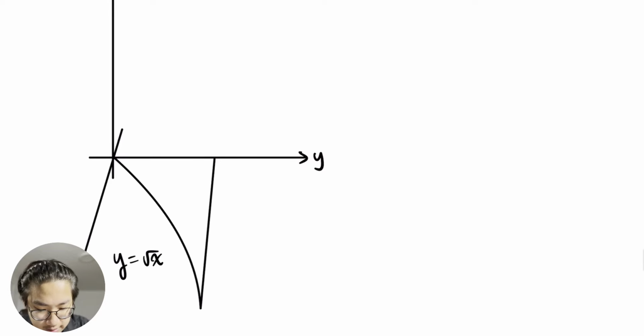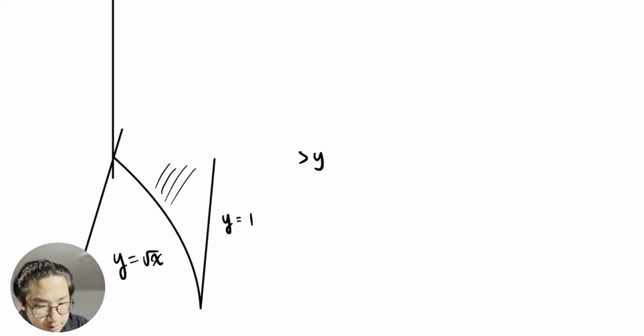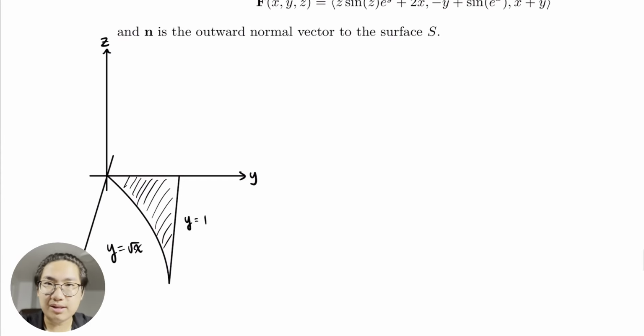Something like this. And then I labeled it y is equal to 1. So this right here is just a region, so that's the region in the xy plane pretty much. And next, when z is equal to 0, that's again what happens.